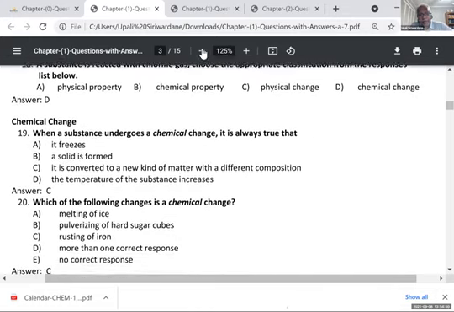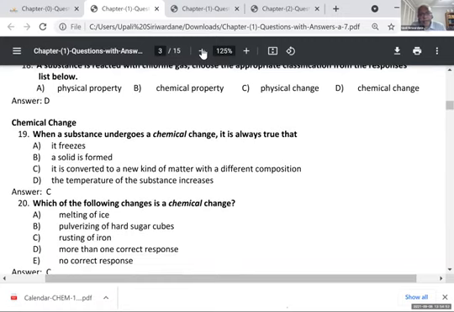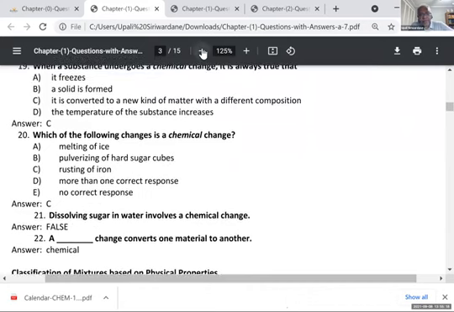Number 19. What is a chemical change? When a substance undergoes a chemical change, it's always true that it is converted to a new kind of matter with different composition. That's the correct answer. It freezes, solid forms: not necessarily. A new kind of matter is formed. For example, water is broken into hydrogen and oxygen. It's a chemical change, a chemical reaction.